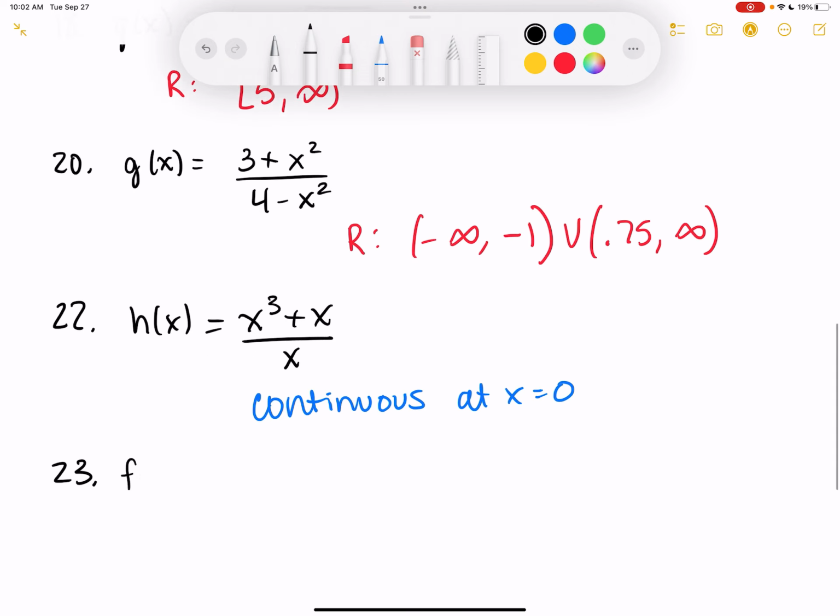23. f of x equals the absolute value of x over x at x equals 0. Wait, is it discontinuous or something? Alright, I'm going to show you how to do absolute value bars because you probably don't know how to find those. We're going to find the absolute value of x over x. Was it the absolute value of x over x? Yeah. So y equals the absolute value of x over x.